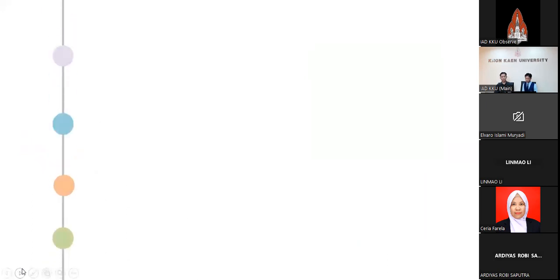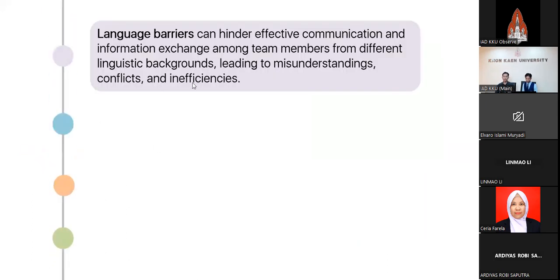So of course, when we talk about that, the first one would be language barriers can hinder effective communication and information exchange, right? For example, when you have oral exams and you cannot answer, your score will of course get lower, even though you know what you're trying to say. Yeah, that's really true.